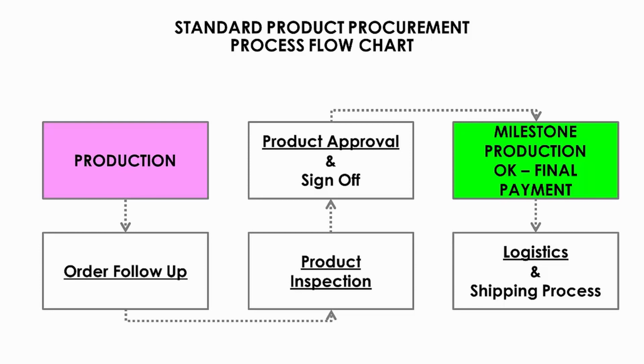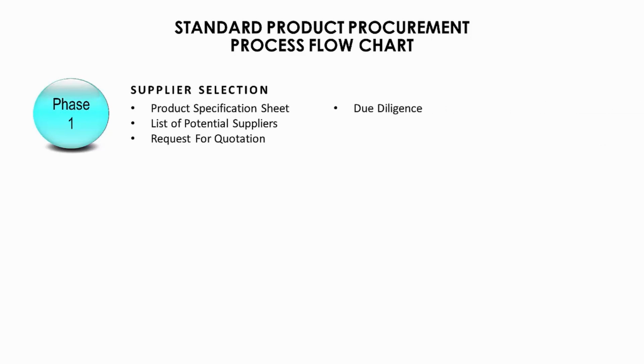it yourself. So, just to recap the entire process. Phase 1 is supplier selection. This includes defining your specification sheet, identifying potential suppliers, getting quotations, and then carrying out your due diligence on suppliers you have as your top 3. You can then get samples from these suppliers in order to check and test their products.